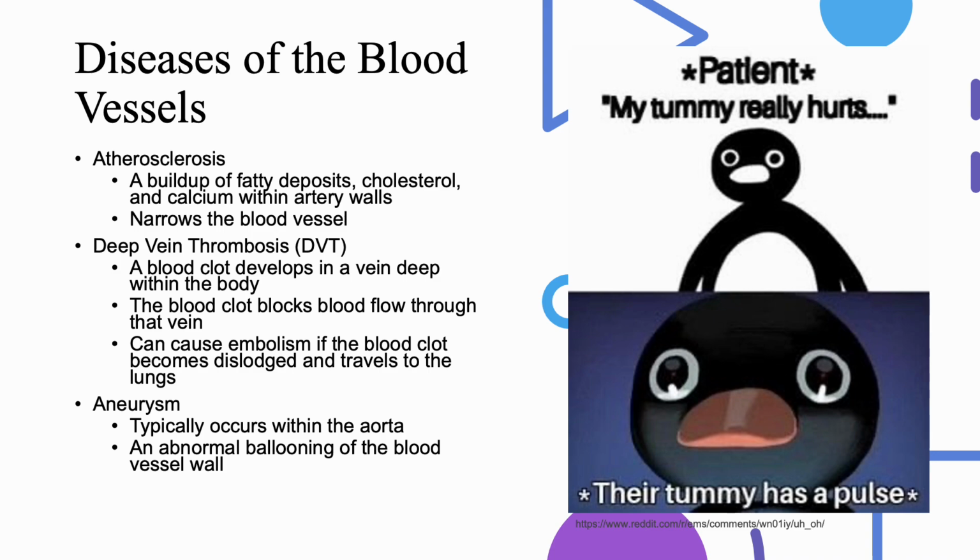Lastly, an aneurysm is an abnormal ballooning or weakening of the blood vessel wall, commonly occurring in the aorta. If an aneurysm ruptures, it can cause severe internal bleeding and may become life-threatening. These diseases demonstrate the importance of maintaining healthy blood vessels and proper circulation.